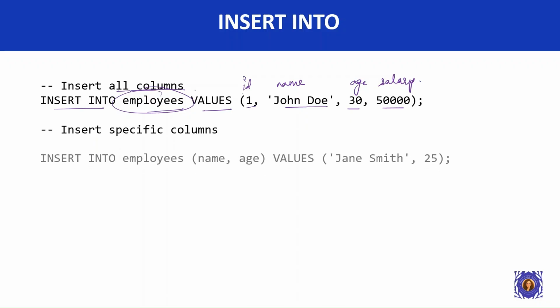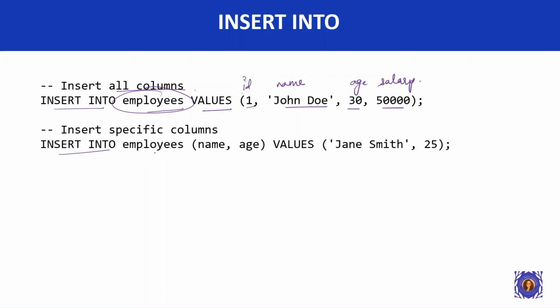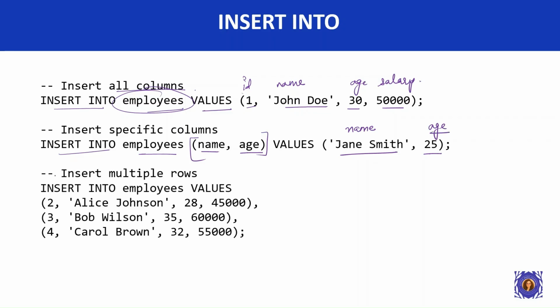Next, if you want to insert into specific columns, like insert into employees, you just write the columns, like we need to just enter the data into name and age, and then values as Jane Smith and 25. This enters into the name attribute and this into the age. Then we have, if you want to insert multiple rows, similarly, you separate them by a comma, and the rest of the format remains the same. At the end, we need to add a semicolon.